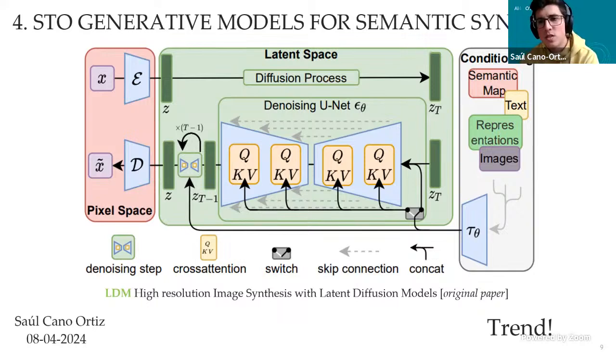And then you can give as condition also the semantic map, but this paper was published with other types of conditions such as text or even images, I don't know, just to perform maybe image colorization, or, I mean, there are many types of conditionalities.